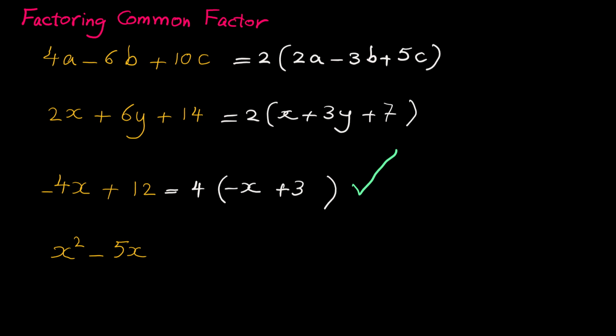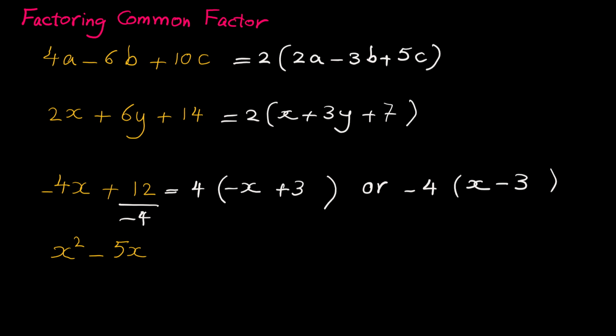But the other way that you can do this question is to factor a negative 4. And then when you factor negative 4, let's see what happens. We have to divide this by negative 4, and we have to divide this also by negative 4. Negative 4x divided by negative 4, negative 4 with negative 4 cancels, and we have x. 12 divided by 4 is 3, so 12 divided by negative 4 is negative 3. So in the bracket we have x minus 3.